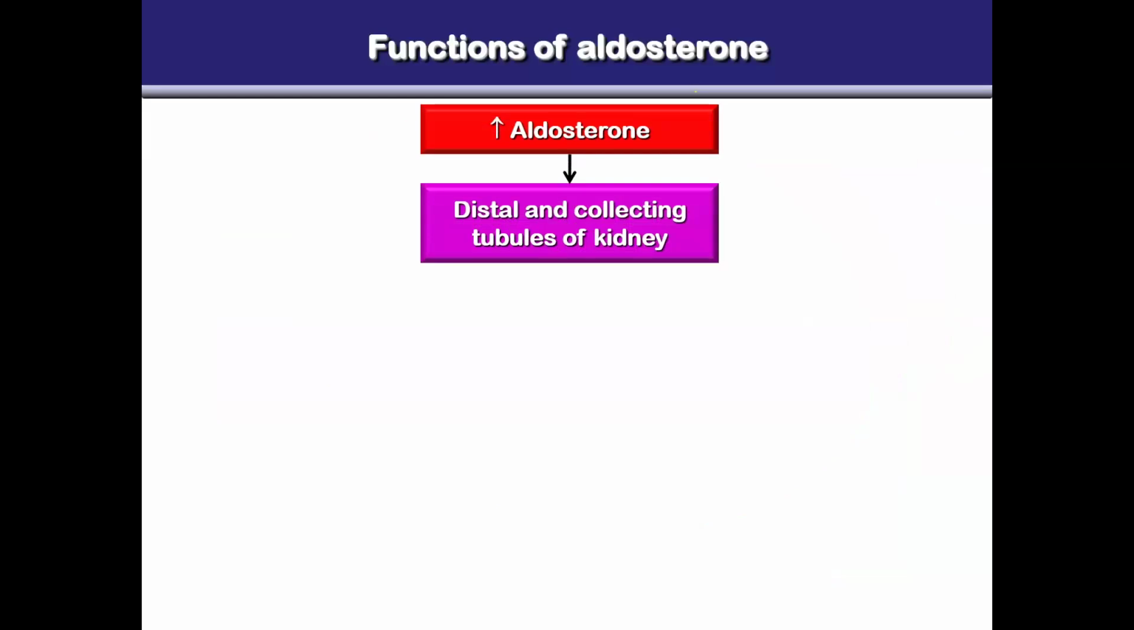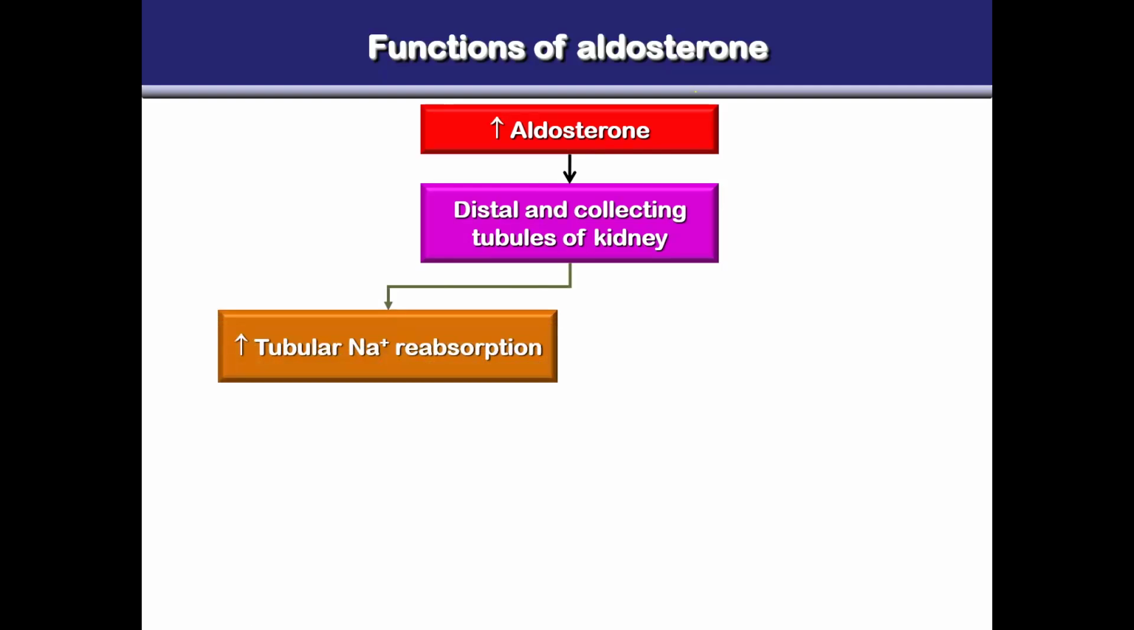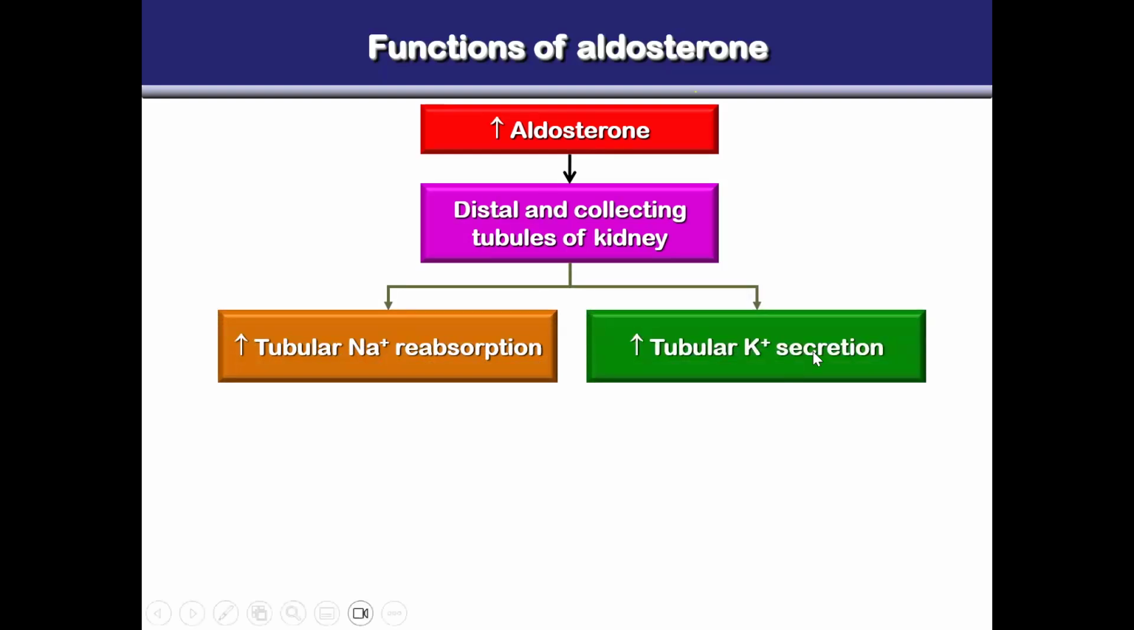So the target organ on which aldosterone acts is the kidney. And inside the kidney, we have a number of nephrons, and each nephron has different parts. There is a proximal part, there is a distal part. It acts on the distal and the collecting tubules inside the kidneys, and it will cause the reabsorption of sodium from the nephrons. So sodium will be reabsorbed, and it will cause secretion of potassium. So there is a difference between reabsorption and secretion.